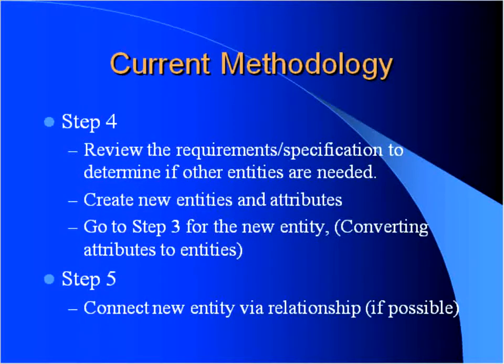So that is the methodology for this set of slides, basically defining the second entity. We review the attributes to see if there's anything that we need to store information about, and if we do, then that becomes an entity. Then we go on to step 4, which says review the requirements and specifications and determine if other entities are needed, create an entity and attributes, and go to step 3 for the new entity. Then connect the new entity via a relationship to the previous entities.